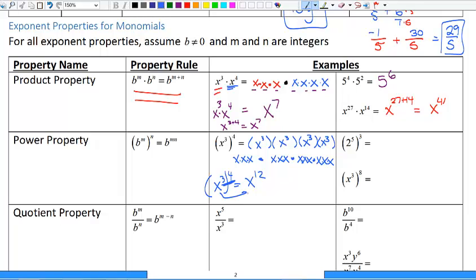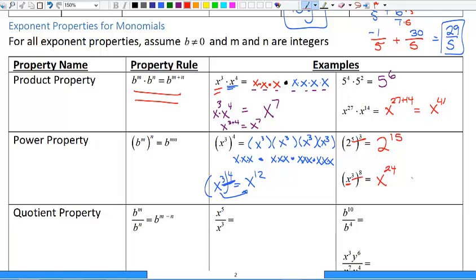Again, what happens to the x? The x stays the same. So on this problem over here, 2 to the 5 to the 3, we have 2 staying the same, and what happens to the 5 and the 3? They multiply. On the next example, x stays the same, and what do you do with the 3 and the 8? Multiply. So 3 times 8 is 24.